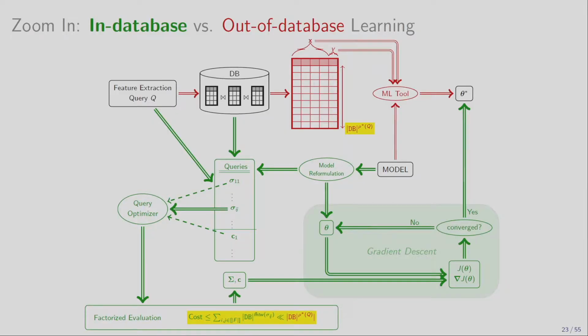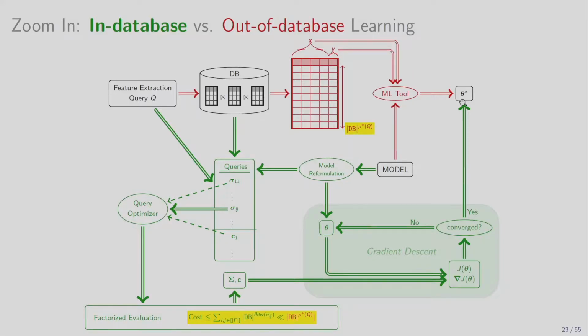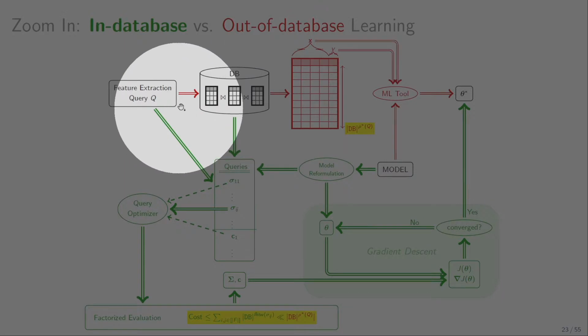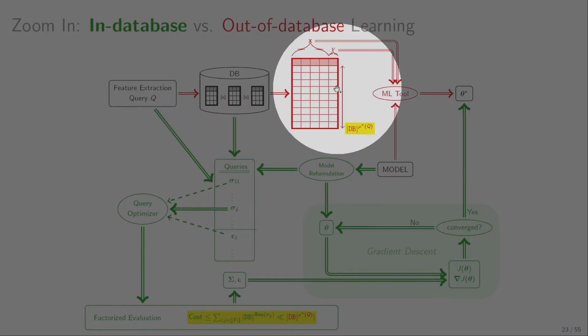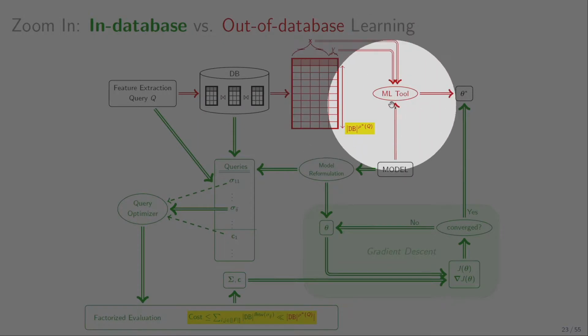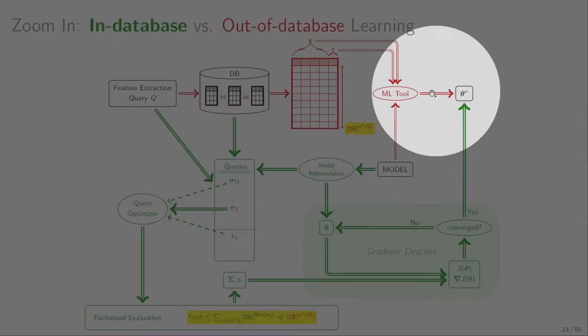So if we try to put this together in a more refined picture than the one I gave you originally, then the red part is again the out-of-database approach. The green part is the in-database approach. The out-of-database approach essentially materializes the join. Here we have the x's, the y's, and this will be of size the size of the database to this fractional edge cover number. You fit it into a machine learning tool, but it may be very large. You take the model and then you learn the parameters.